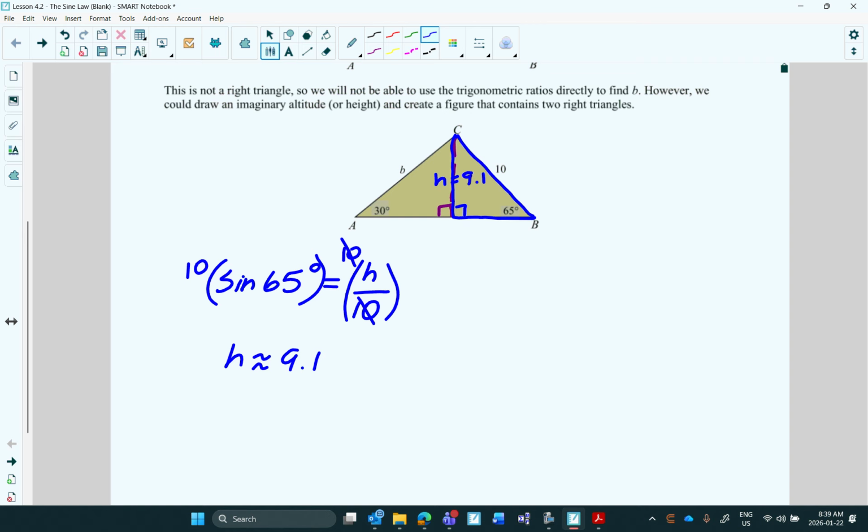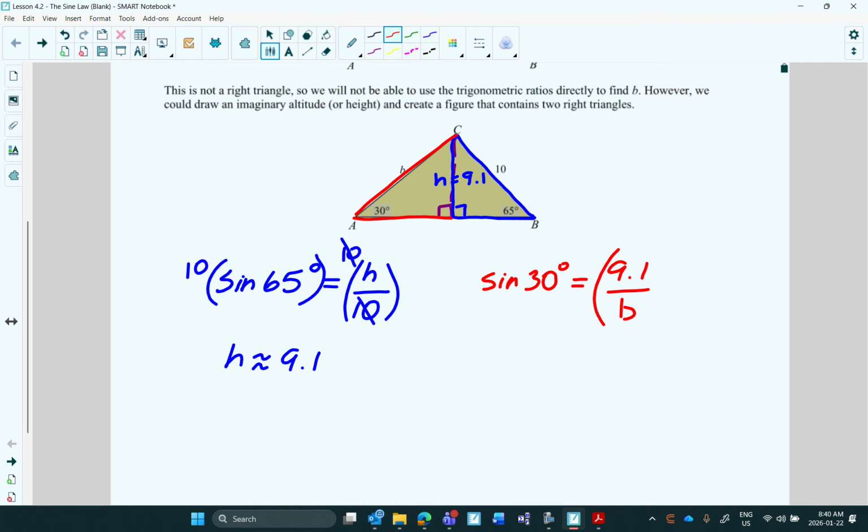This height that we drew not only was part of this right triangle we created, it's also part of this right triangle that we created. And since we now know that this is 9.1 and we've got an acute angle, we can find the missing side b. We would use sine again, because we've got 30 degrees, the opposite, and we're trying to find the hypotenuse. So the sine of 30 degrees will equal 9.1 divided by the side we're ultimately trying to find.